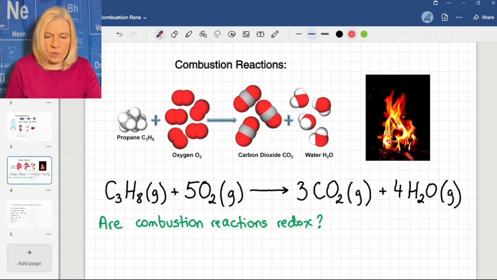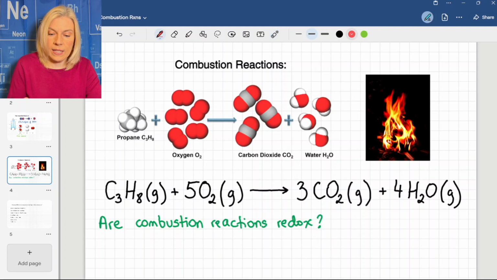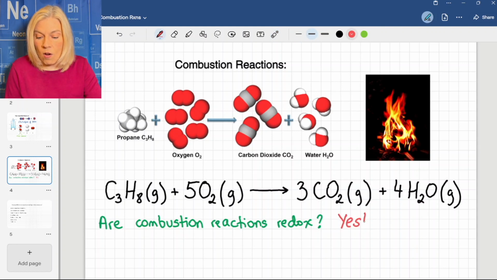I'm looking at this quickly, and the big giveaway is that there's oxygen by itself. If oxygen is by itself, that means it has a neutral charge. And now, after my reaction is done, so I'm looking after my arrow at my products, oxygen is in a compound in both of my products. So oxygen is not by itself. So this reaction has to be redox. So combustion reactions redox, yes, always.